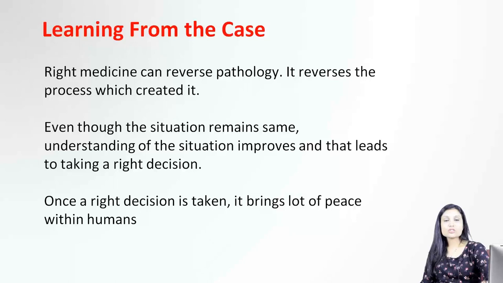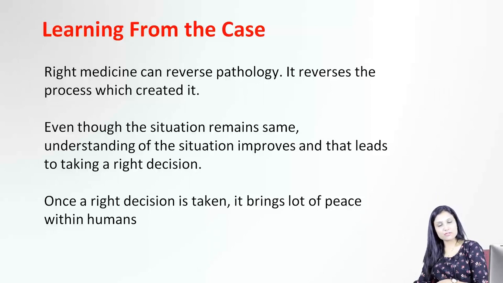So what do we learn from this case? The right medicine can reverse pathology because it reverses the process that created it. Even though the situation remains the same, she may be in the same situation even after the fibroids have gone. She may still be in an affair with a married man. She may still want lead roles. She may still be dominating. But the understanding of her situation improves, and that leads to taking a right decision in that person. Once a right decision is taken, it brings a lot of peace. And this is what we take away from this case.